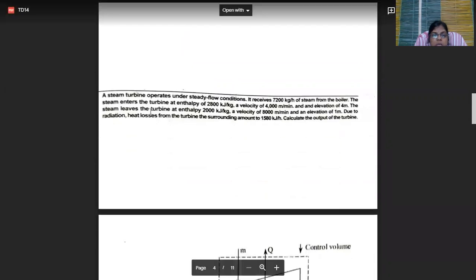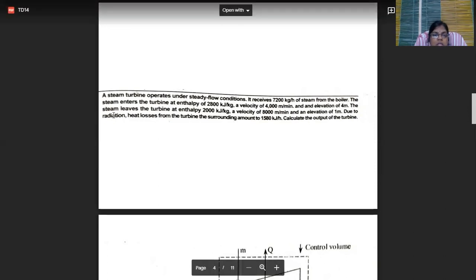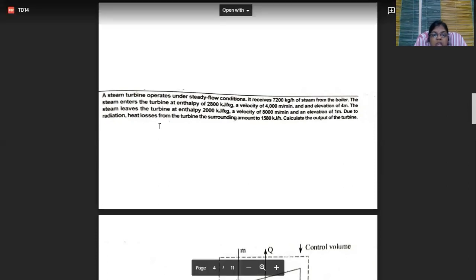Next question: a steam turbine operates under steady flow conditions. It receives 7200 kg per hour of steam from the boiler. The steam enters the turbine at an enthalpy of 2800 kilojoule per kg, a velocity of 4000 meter per minute, and an elevation of 4 meters. And the steam leaves the turbine at enthalpy H2, at a velocity V2 meter per minute and elevation 1 meter. Due to radiation, heat losses from the turbine to the surroundings amount to 1580 kilojoule per hour. Calculate the output of the turbine.